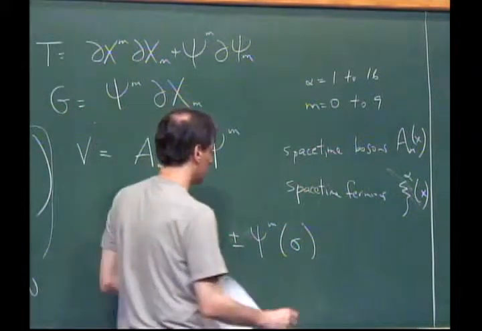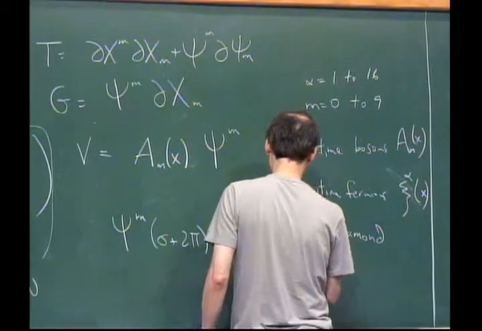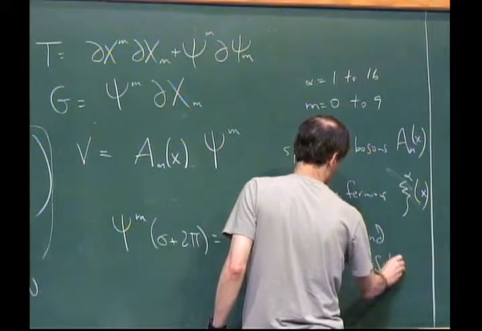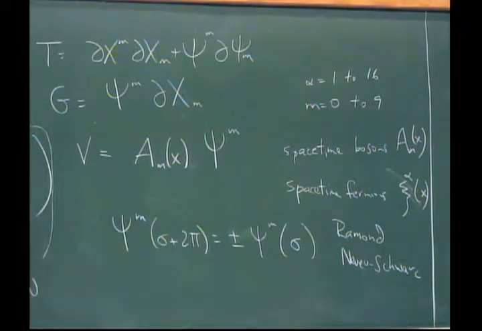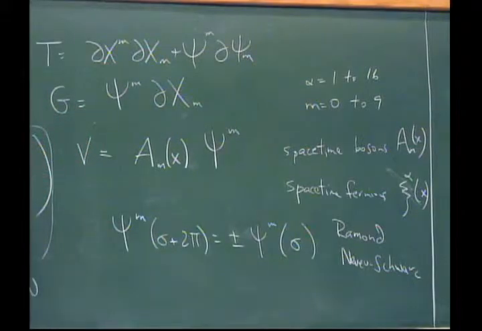If it comes back with a plus sign, it's called Ramond. If it comes back with a minus sign, it's called Neveu-Schwarz. The reason is because these were the people who first described the superstring, and Ramond turned out to consider psi with this periodic boundary condition and Neveu-Schwarz with antiperiodic.